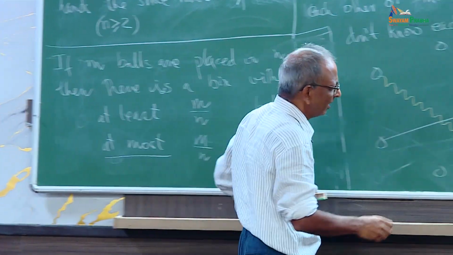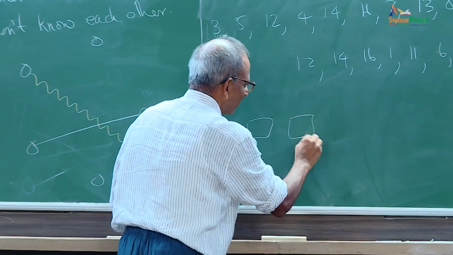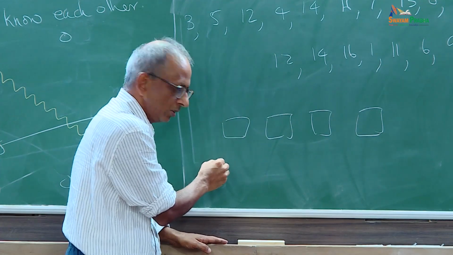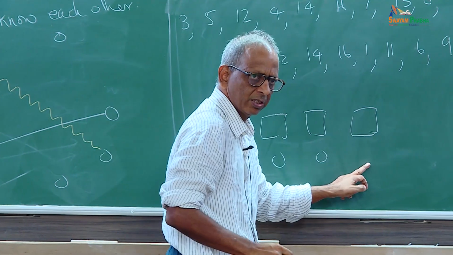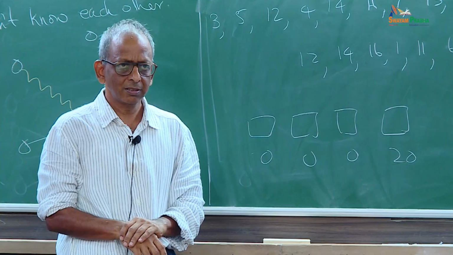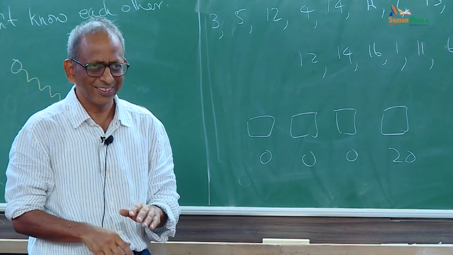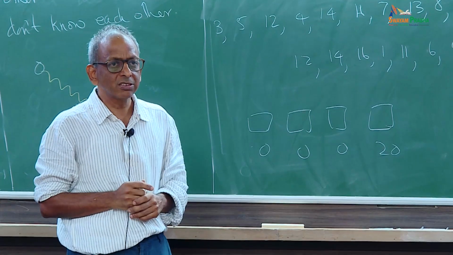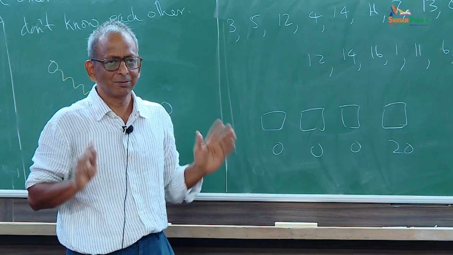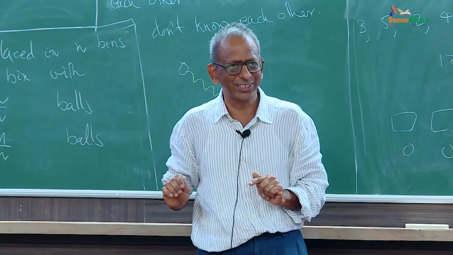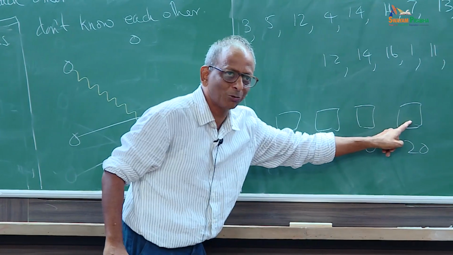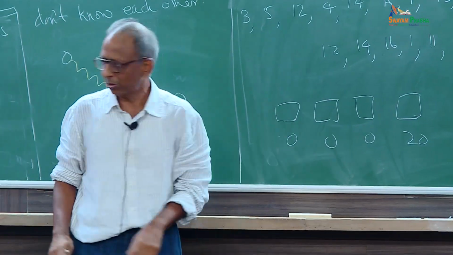Give me an example. You said you had 3 bins which had how many? 0, 0, 0, and the last one? 20. What is m over n in this case? 20 over 4, which is 5. Is there a bin with at most 5 balls? Yes or no answer. So how have you contradicted this statement? No, no. There is a bin with at least 5 balls. There is another, sorry, I didn't mean the same bin.